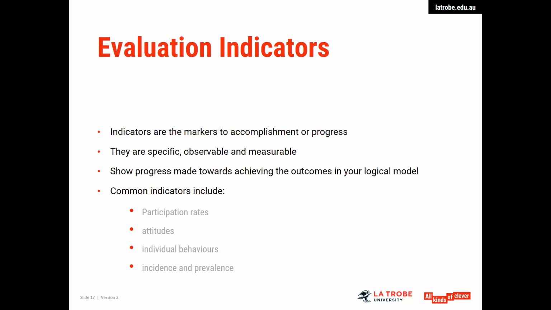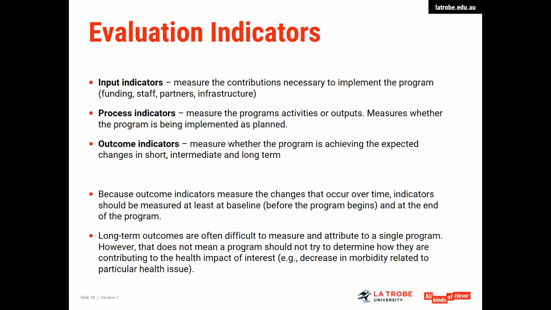And so there's a whole range of indicators that we can use, and I'm going to show you some more concrete examples in a moment. But some of the common indicators include things like participation rates, maybe around people's attitudes or particular behaviours, or even things like incidence and prevalence of particular health issues. So just like we have impact, process and outcome evaluation, we also have input, process and outcome indicators.